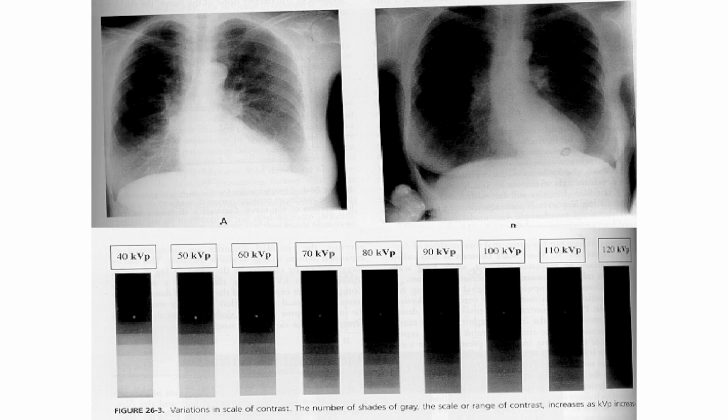So kung makikita natin dito, there are variations in scale of contrast. Okay? So the number of shades of gray, okay, the scale or range of contrast, increases as kVp increases. So yung shades of gray daw ay dumadami kapag nag-increase tayo ng contrast. Di ba yun yung sabi natin doon sa differentiation between high contrast and low contrast. Tama ba?